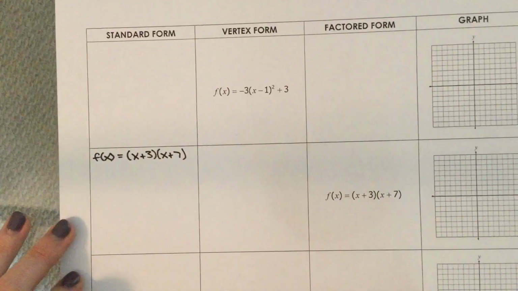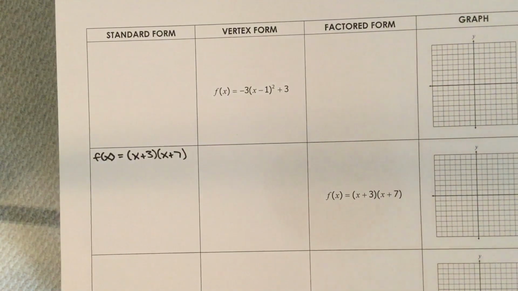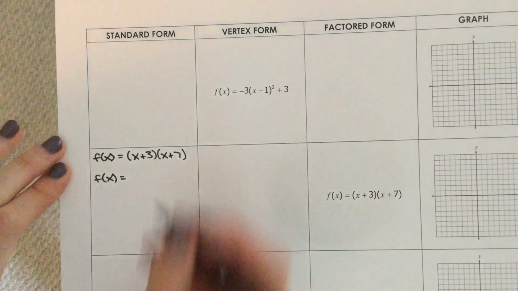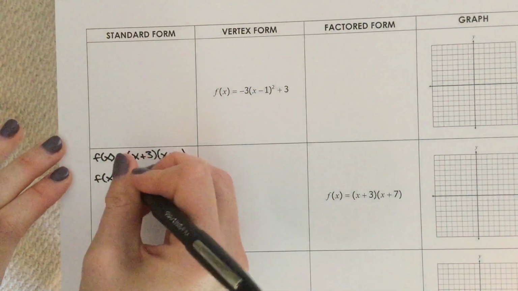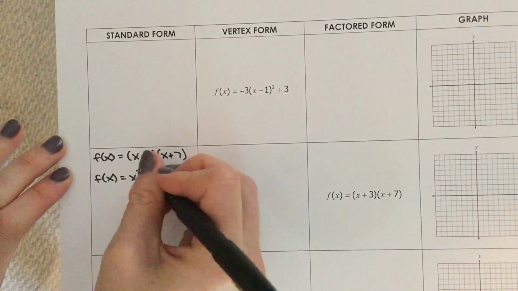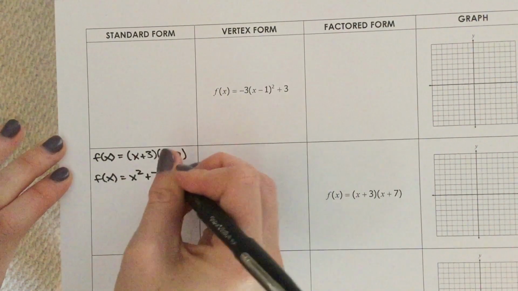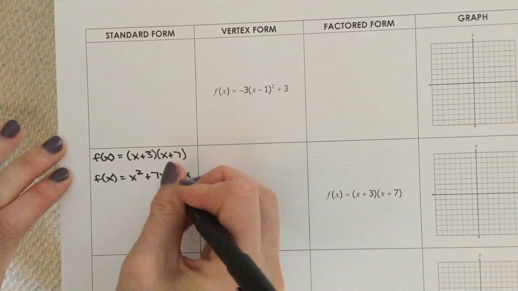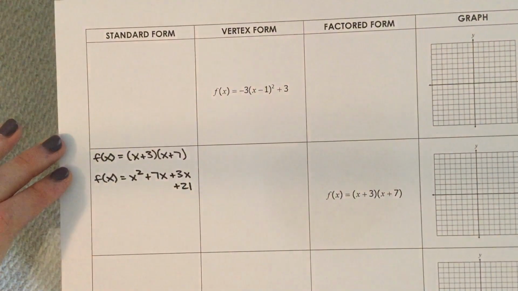And then for standard form, all you're going to have to do is FOIL it out and simplify it. So f of x equals, if we FOIL this out, we have x times x, which would be x squared. On the outside, we have x times 7, which would be a 7x. Inside is 3 times x. And the last is 3 times 7. Sorry, I'm going to sneak that in this box, plus 21.